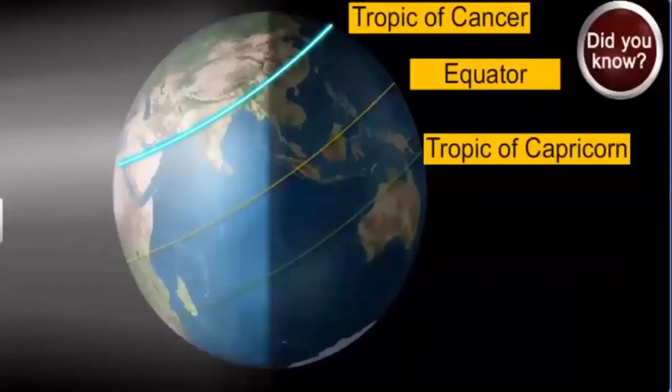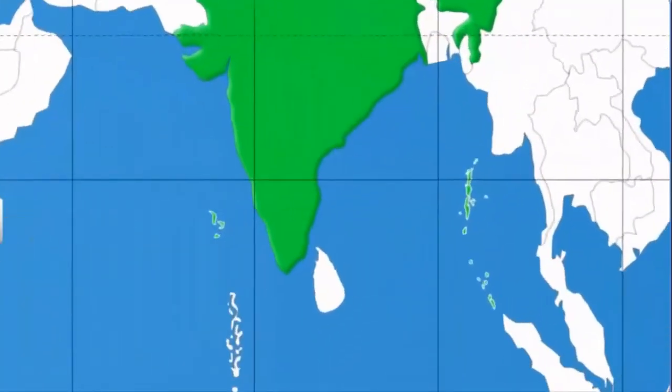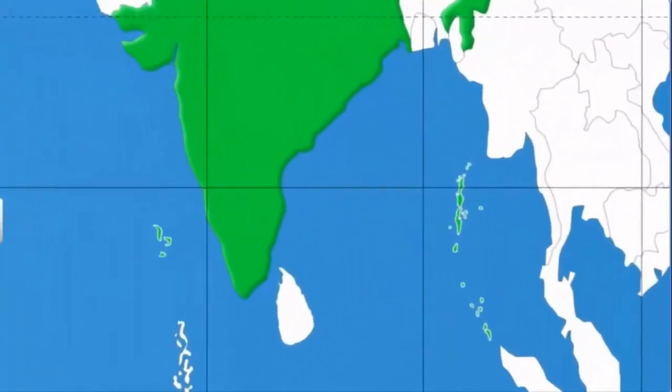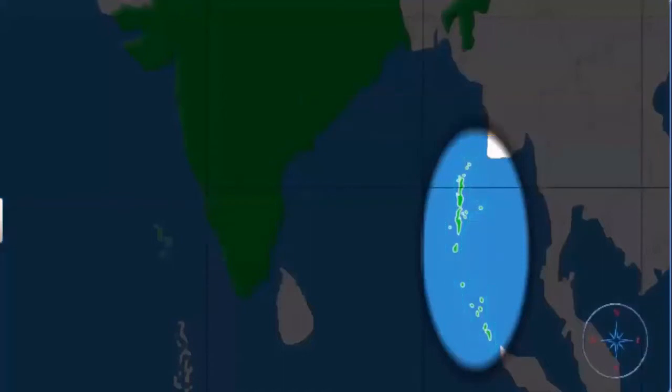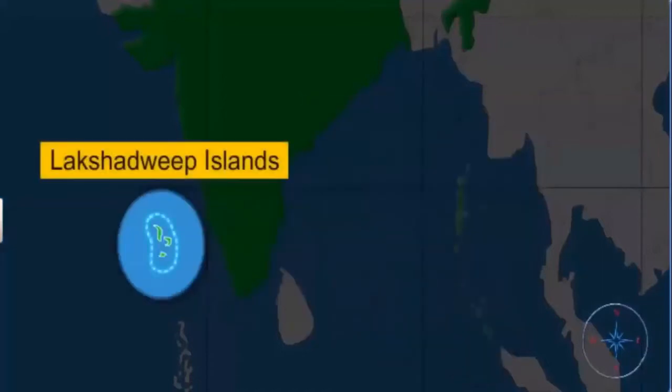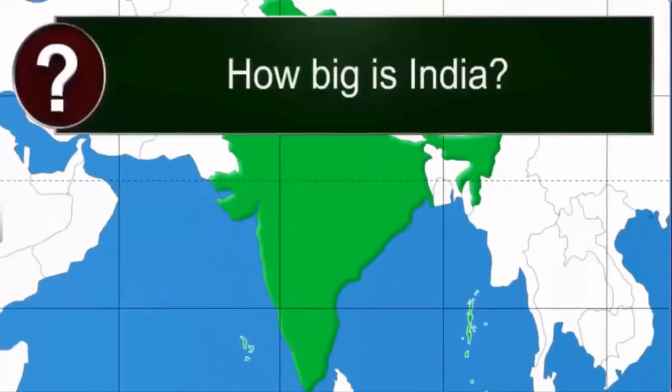Did you know the Tropic of Cancer is the northernmost latitude at which the sun can appear directly overhead at noon? Coming down, beyond the mainland, the country extends further to the south. The Andaman and Nicobar Islands are the extensions of India in the southeast, and the Lakshadweep Islands in the southwest. So, you see that India is a big country.